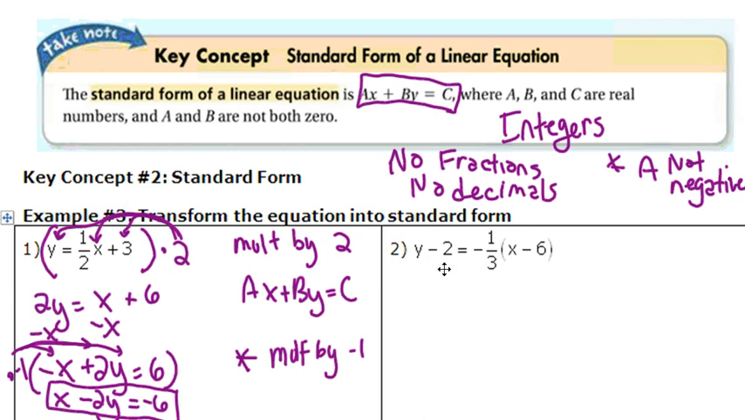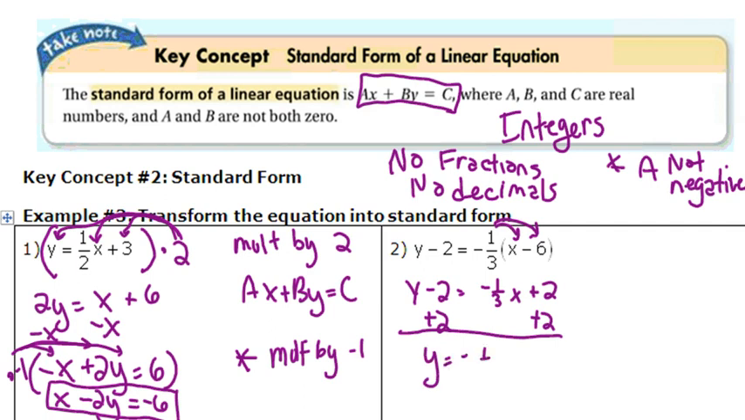So let's try one more example. This one, before I can even worry about putting it in standard form, right now is in point-slope form. I can't have parentheses. So my first step is to get rid of the parentheses. So this is y minus 2 equals -1/3 x. -1/3 times -6 is a positive 2. Now I'm going to move the -2 over just like I would if I was putting it in slope-intercept form. So I would add 2. So I get y equals -1/3 x plus 4.